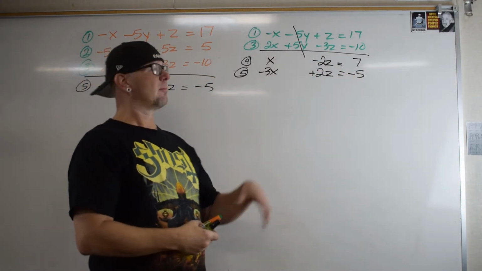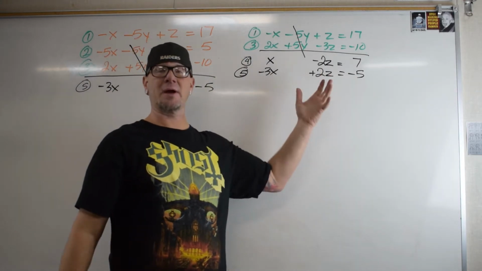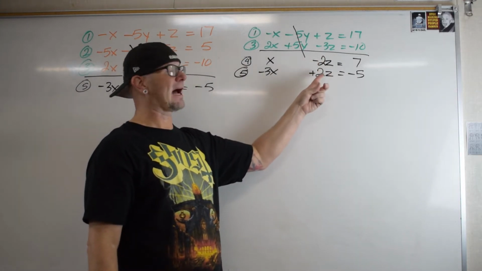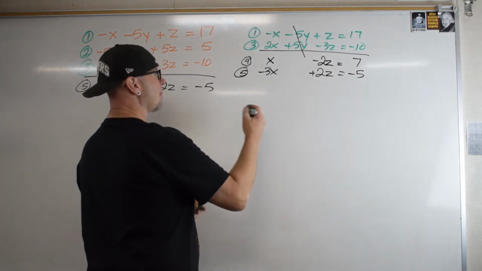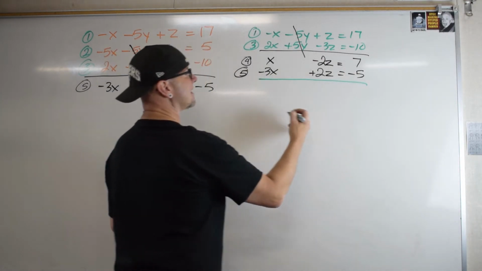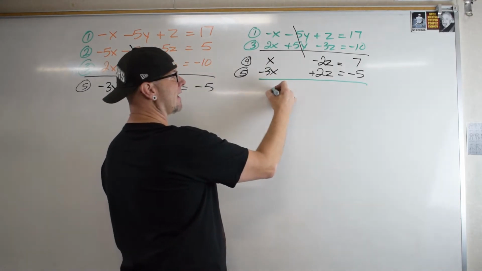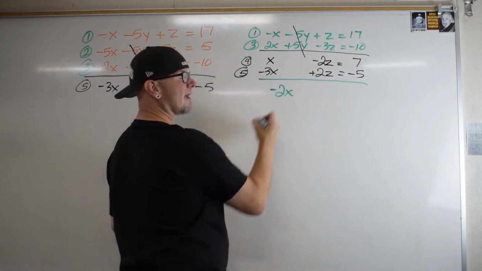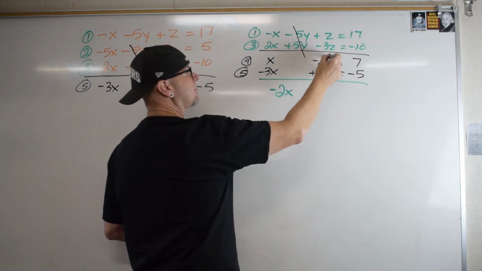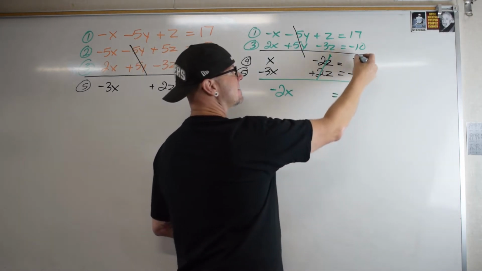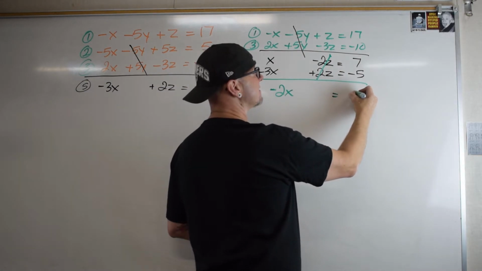Now this is where you'd either multiply one or both by something, or in this case, if you just add them, the z's will cancel. It won't always be quite that easy. So if I add those together, x plus negative 3x would be negative 2x. 2z plus negative 2z is 0. 7 plus negative 5 is 2.